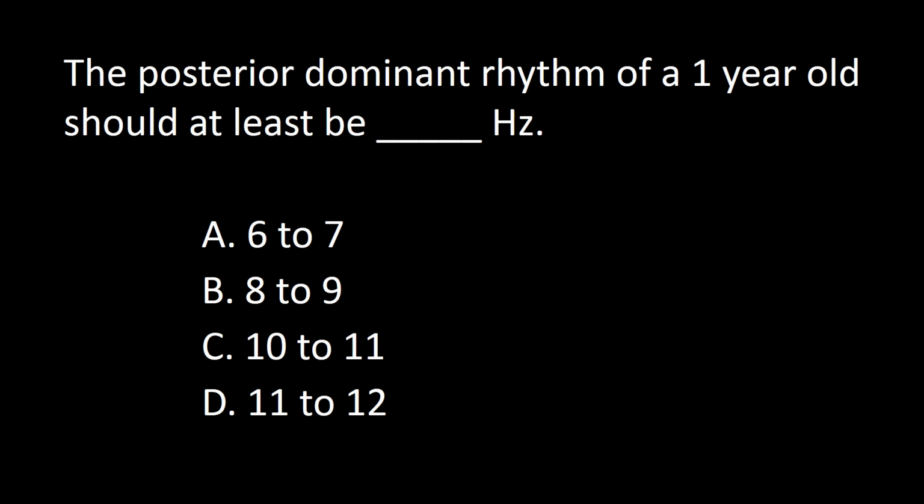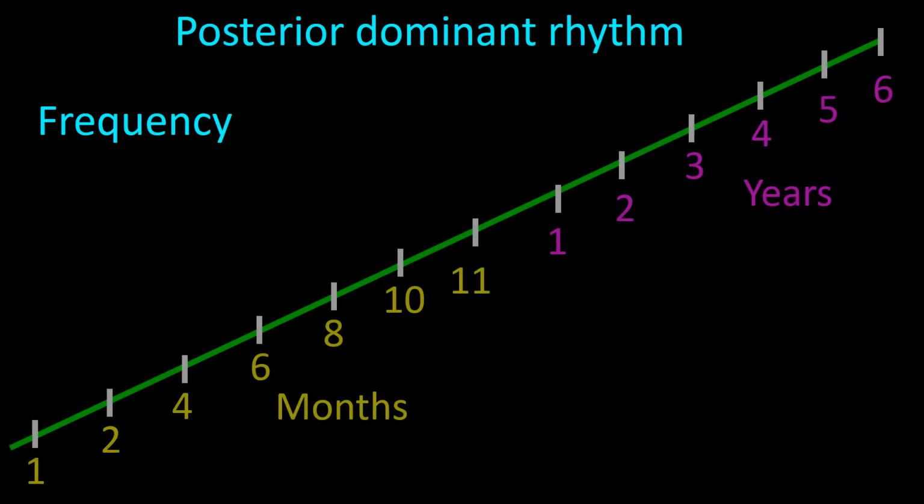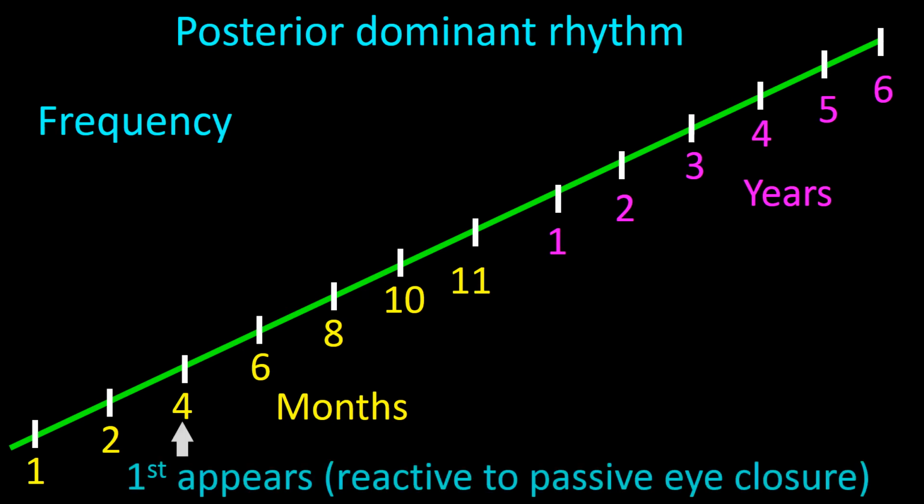Next question. The posterior dominant rhythm of a 1-year-old should at least be blank Hertz. A, 6 to 7; B, 8 to 9; C, 10 to 11; D, 11 to 12. The frequency of the posterior dominant rhythm is an important pediatric EEG parameter. The posterior dominant rhythm first appears at 4 months of age. At this time, it appears with a frequency of about 3 to 4 Hertz.